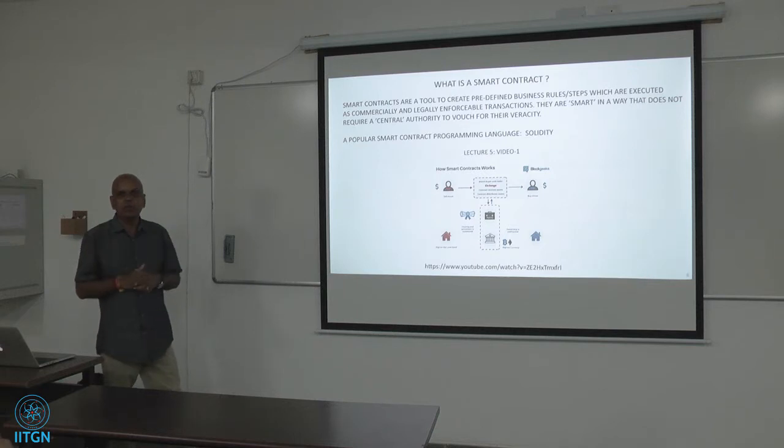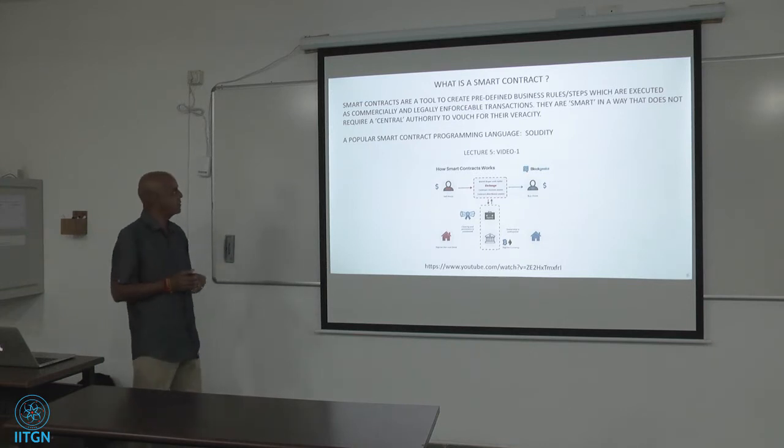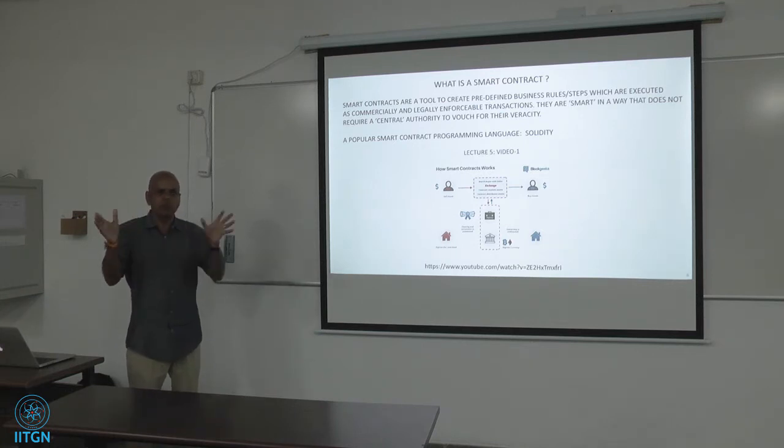I'm going to take each one of them, all five, one by one. The first one was smart contracts. What is a smart contract? The idea behind that is not new. It's not from the last 10 years. The smart contract idea has been there for a long time. But now it has become really popular again because of Bitcoin and blockchain and Ethereum and all those things, right?